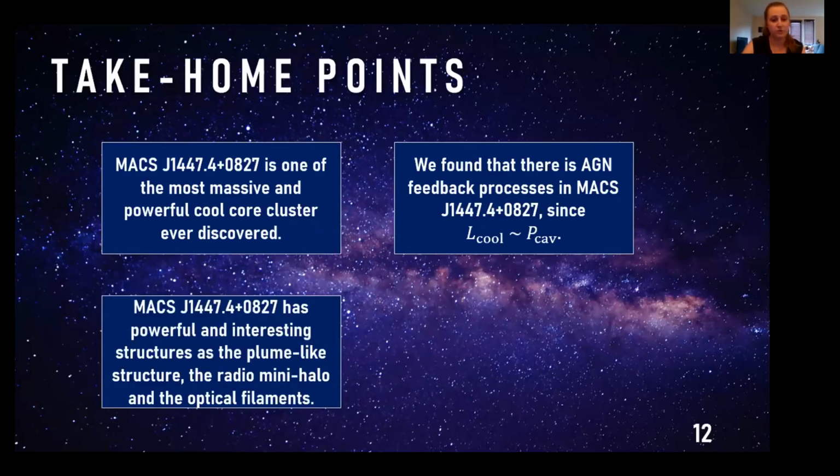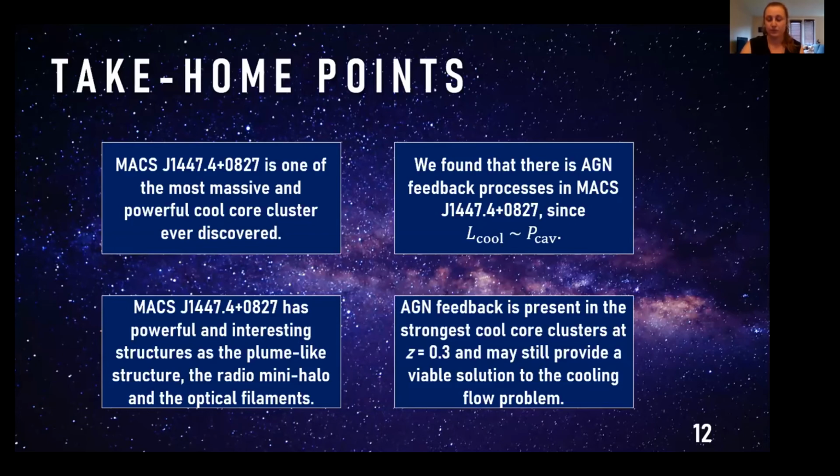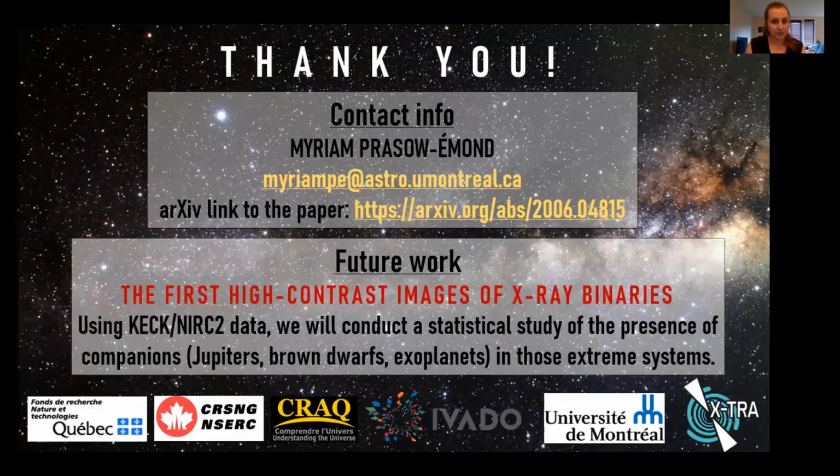Also, MACS J1447 has powerful and interesting structures such as the plume-like structure, the radio relic, as well as the optical filaments. And the main conclusion of this paper is that AGN feedback is indeed present in the strongest cool-core cluster known, around a redshift of 0.3, and may still provide a viable solution to the cooling flow problem.